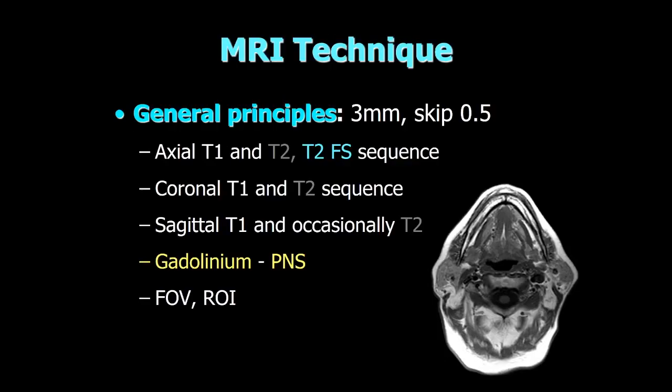This is a general breakdown of our MRI technique. We like to make use of very basic T1 and T2 weighted imaging series in the 3 planes. We like to have one T2 fat-suppressed sequence, and we choose the axial plane at our institution. We also give gadolinium contrast to assess for any possible perineural disease.